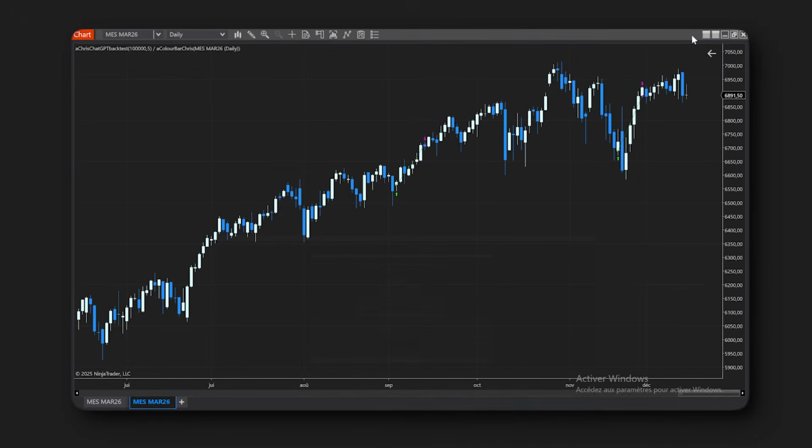Before integrating any AI, I started with a very simple baseline strategy on the MES futures, running on the daily time frame from 2019 until today. The idea was to build a clean, easy-to-understand model so that any improvement from artificial intelligence becomes immediately visible.